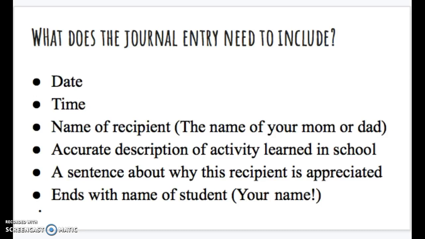And then the fifth thing you're going to put in the journal entry is a sentence about why you appreciate this recipient. So like in this case, it's going to be your mom and dad. So you're going to write a sentence about why you really appreciate your mom and dad. And this can be about anything because our moms and dads do so much for us. So you can say anything you'd like in this sentence about how much you love them. And lastly, you're going to end with the name of the student, which is you. So you're going to end with your name so you know who wrote it so it doesn't get lost in the mix of other people's journal entries.